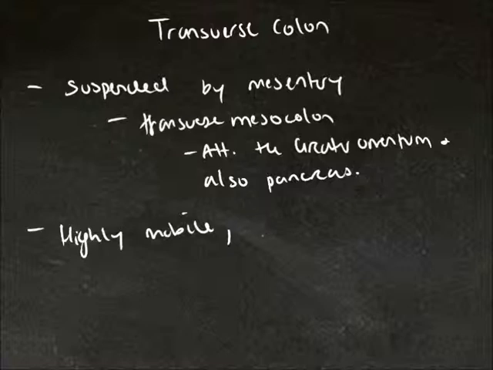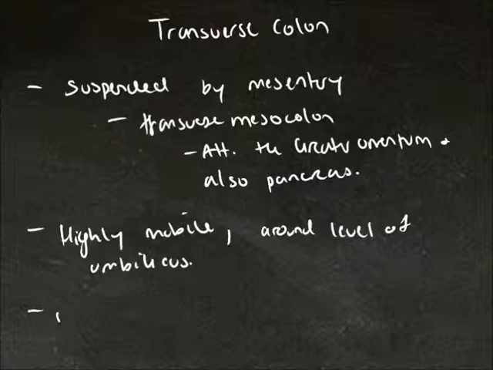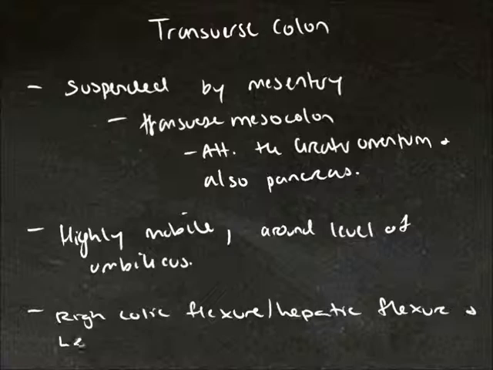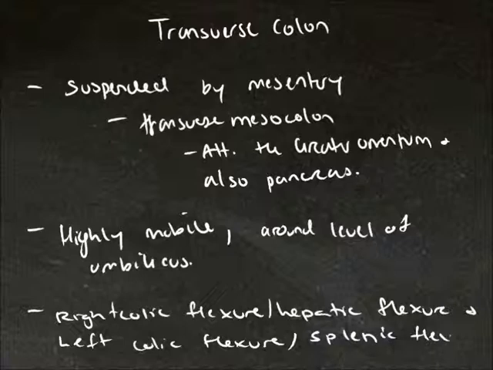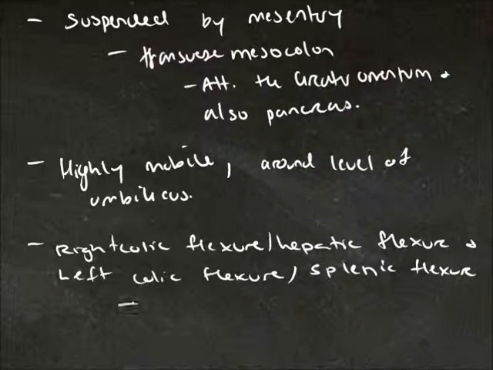It can be usually located in the umbilical region. It spans from the right colic flexure or hepatic flexure to the left colic flexure or splenic flexure. It is the flexure that is underneath the spleen.